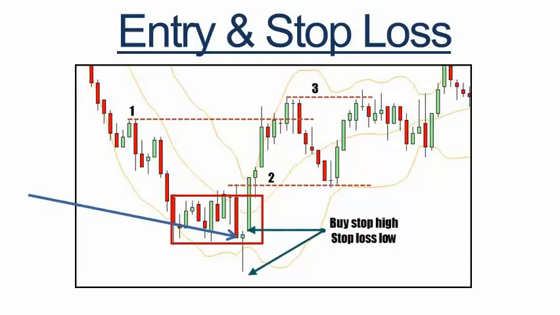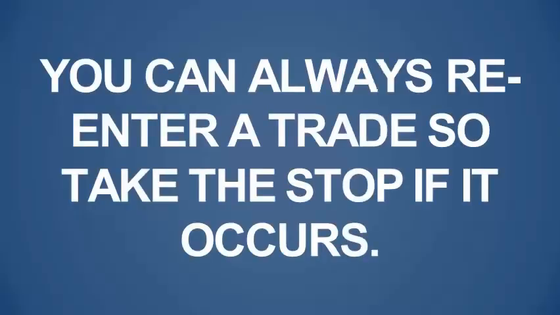A trigger is simple, and for brevity, the next chart will cover the rest of the entire trade. A buy stop is placed just above the recovery candle with a stop at the low. There are times where the first recovery may fail. It's the same trade on a higher time frame playing out, but we don't know if it failed because the trend is resuming. Now you can always re-enter a trade, so take the stop if it occurs.